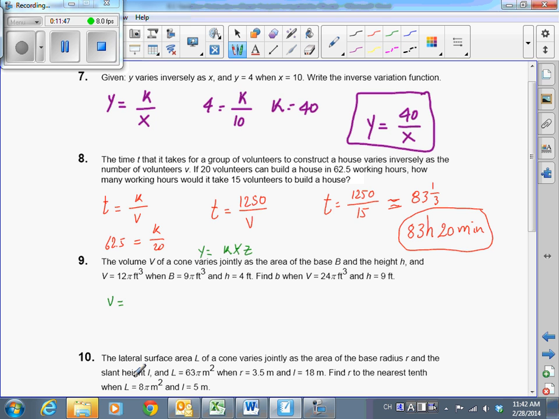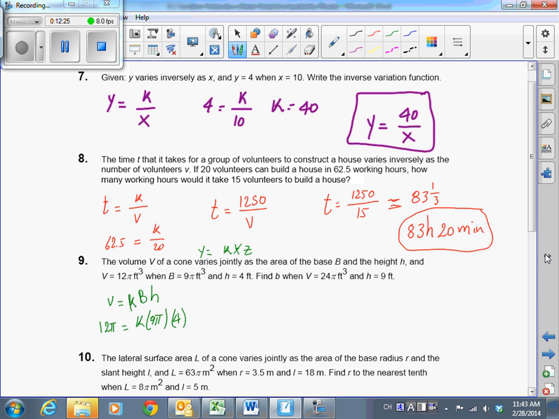Jointly means we have now more than just 2 variables. We have 3. So the volume V of a cone, I write V. Varies, I write equal. Jointly means I have a K. As the area of the base B, meaning times B, and the height H. Now, let's go ahead and plug in values. They say V is equal to 12 pi when K remains K, B is equal to 9 pi, and H is equal to 4.